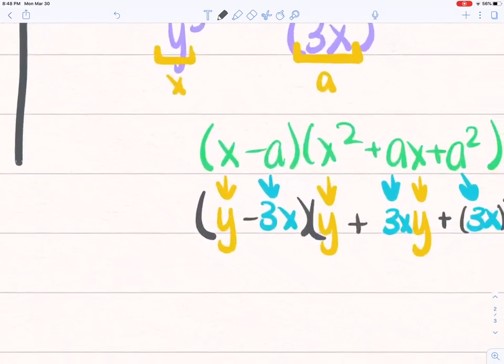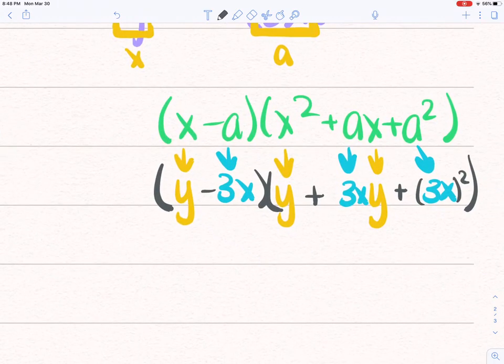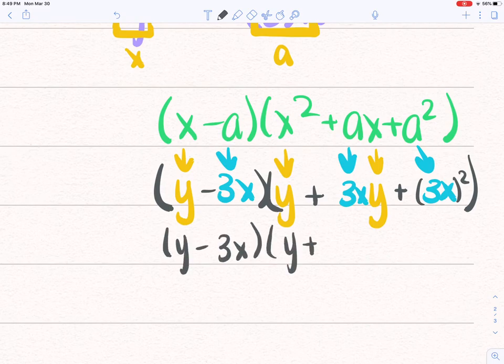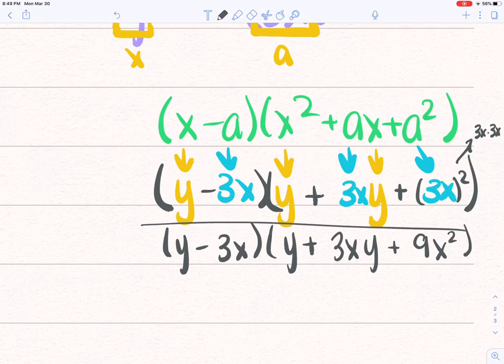Now this thing I can now simplify. So the first part will stay the same, y minus 3x, y squared plus, well, 3x times y is just going to be 3xy. And then this last one I have, that's really the same thing as 3x times 3x. So that's going to give me 9x squared. And that would actually be your final answer.